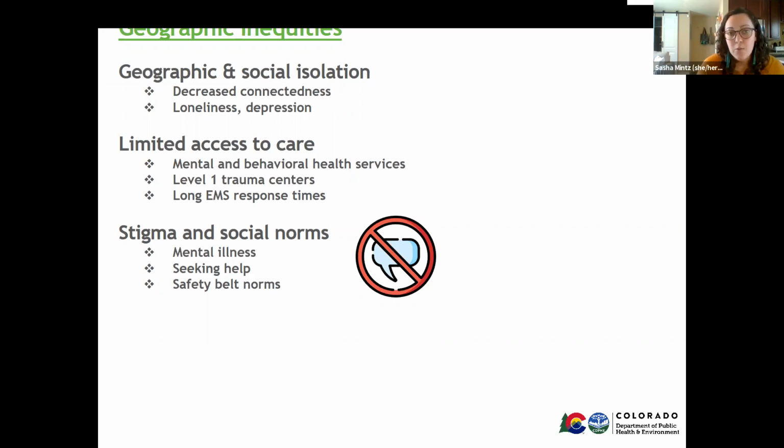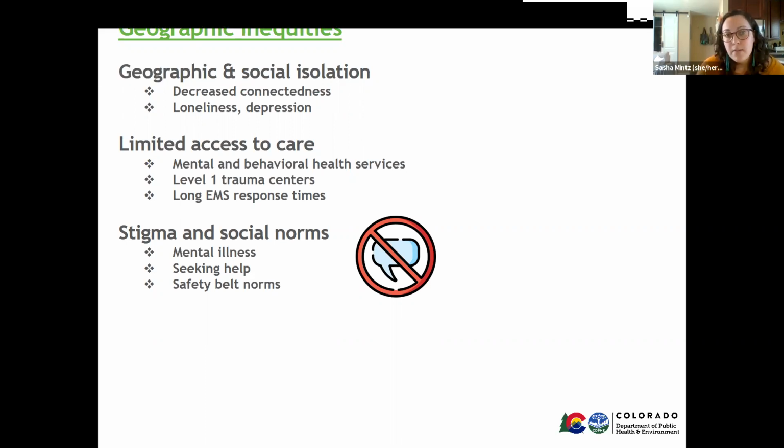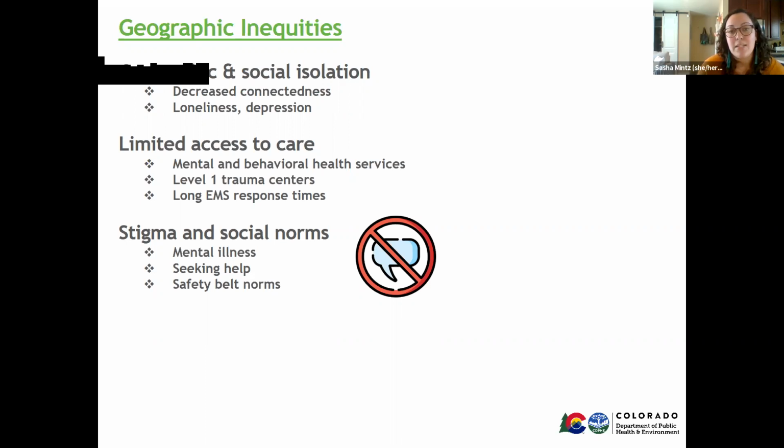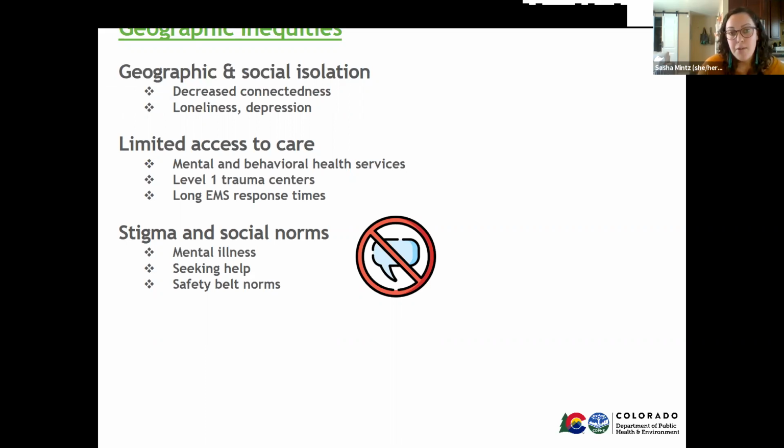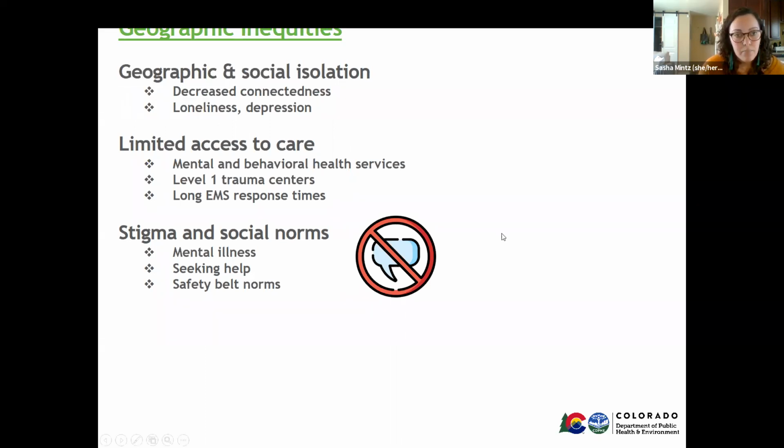There are also other social norms that may contribute to disparities in rural areas. One example is the social norms related to safety belt use in vehicles. National studies show that seatbelt use is lowest in rural counties, and that the number of unrestrained people in a vehicle at the time of a fatal crash is highest in the most rural areas of the country.